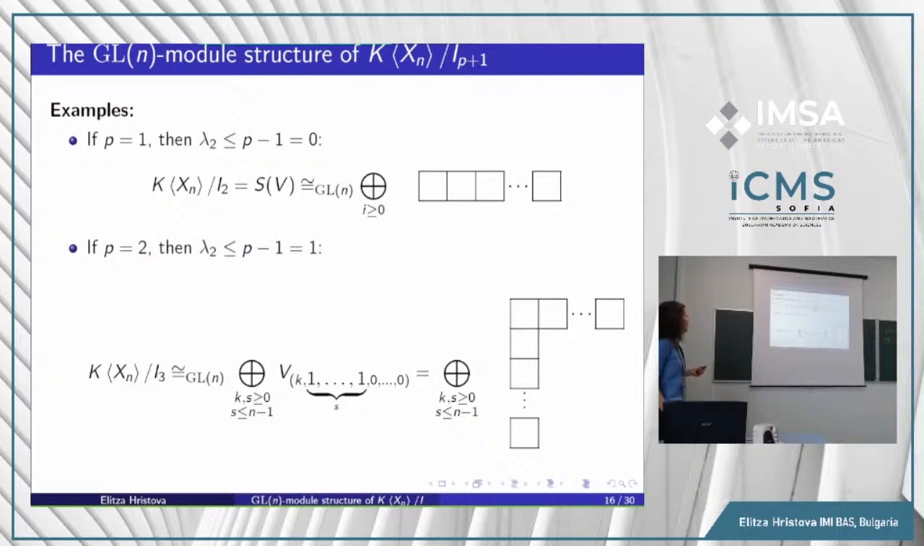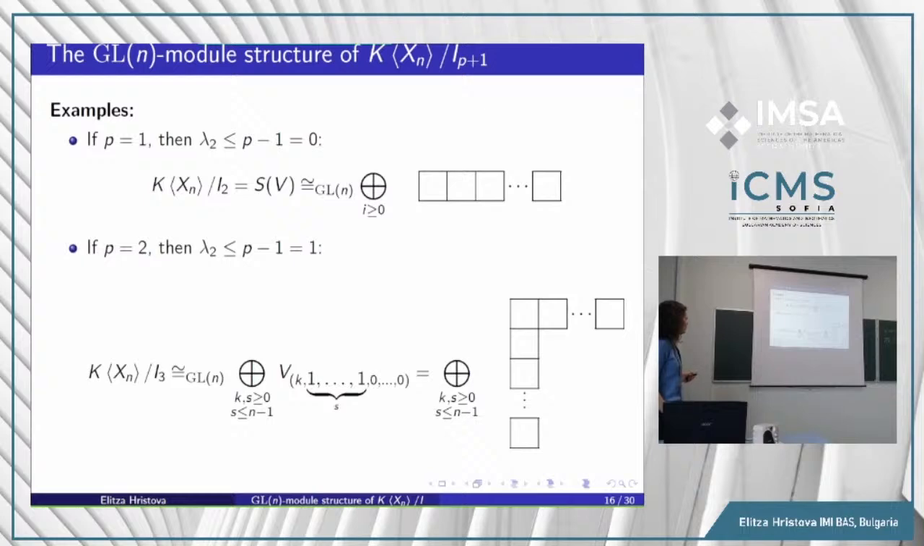When we take this algebra, we know the decomposition, and in this case p will be equal to 1. So the bound will be 0 on lambda 2, and this is exactly what happens. The first row of the Young diagram can grow arbitrarily large, but we have nothing below. So the bound is obtained.